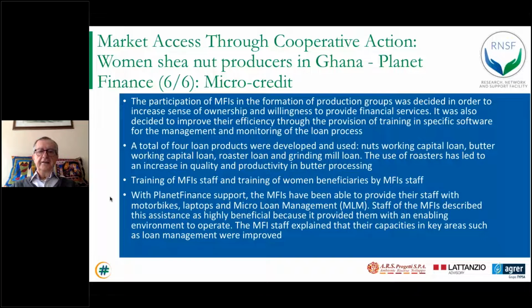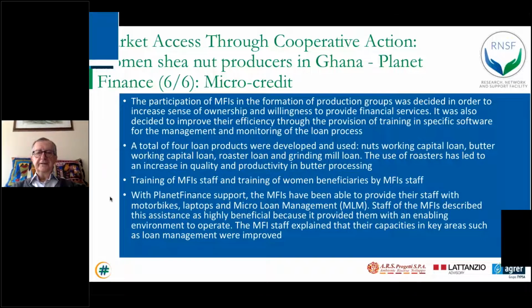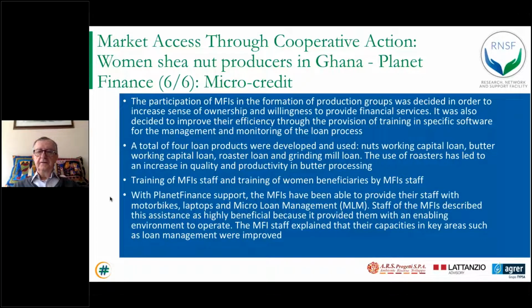With Planet Finance support, the MFIs have been able to provide their staff with motorbikes, laptops, and microloan management software. The staff of MFIs described this assistance as highly beneficial because it provided them with an enabling environment to operate. And they explained that their capacities in key areas, such as loan management, were improved.